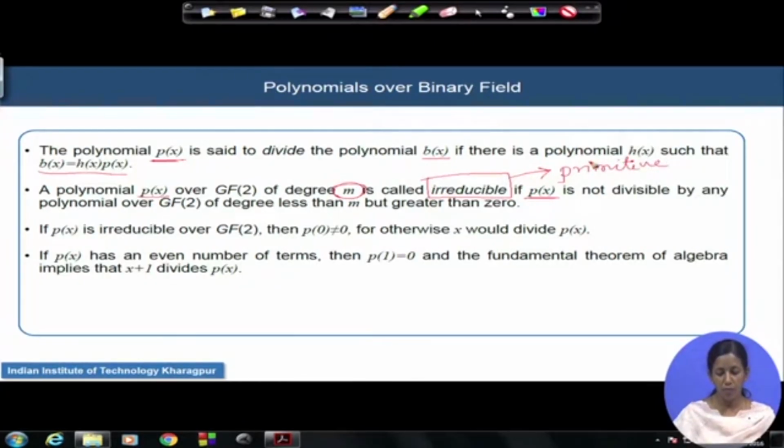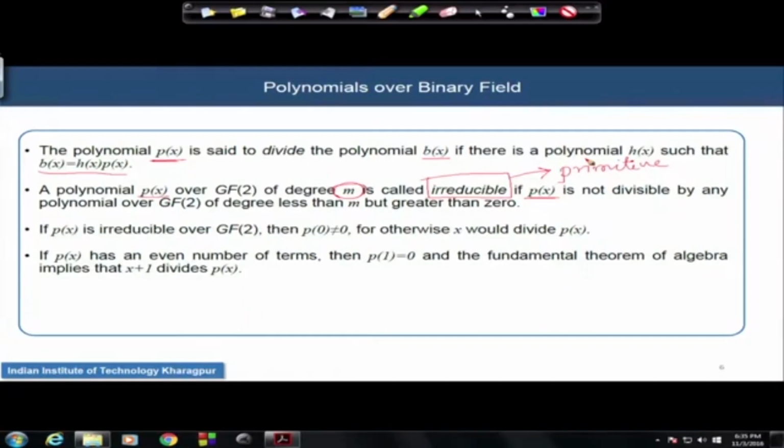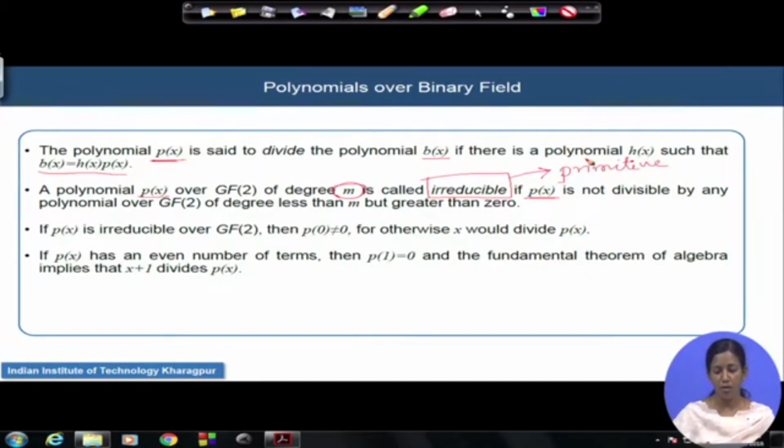So, it is required to understand the meaning of an irreducible polynomial. I repeat, if a polynomial has a degree of small m, and it is not divisible by any other polynomial over the same field having a degree less than small m but greater than 0, then we will declare that P x is irreducible.